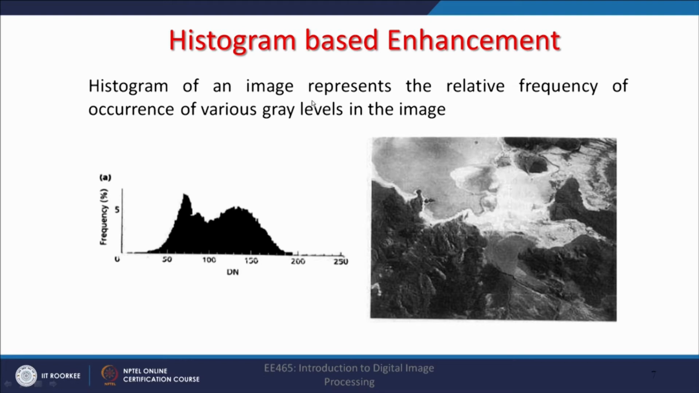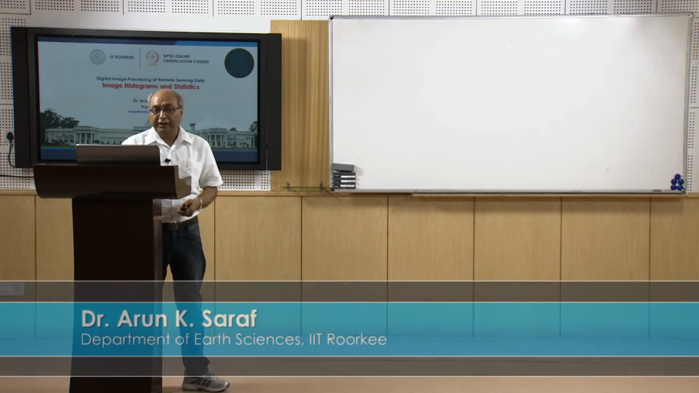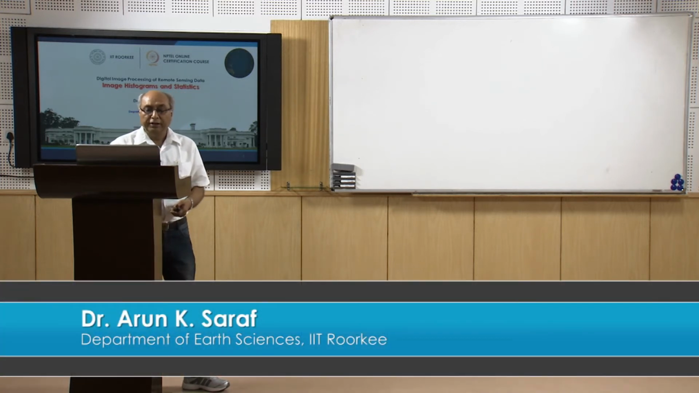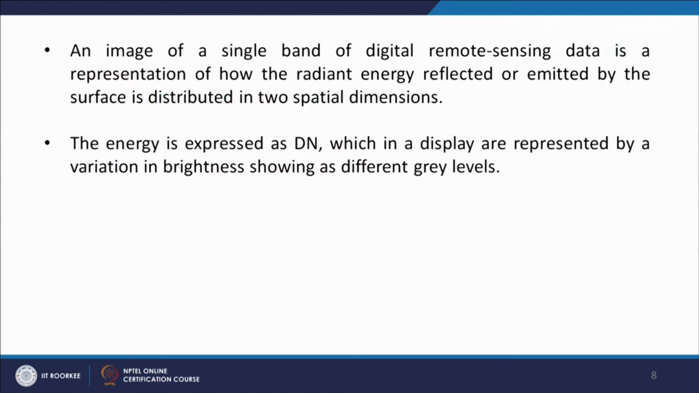The histogram of an image represents the relative frequency of occurrence of various gray levels in the image. Gray levels, sometimes we also call them digital number, pixel value, and so on. We call them gray levels when we have a single band and present it in gray scale. So an image in a single band of digital remote sensing data is a representation of how the radiant energy reflected or emitted by the surface is distributed in two spatial dimensions, and the energy is expressed as DN or digital number pixel values.